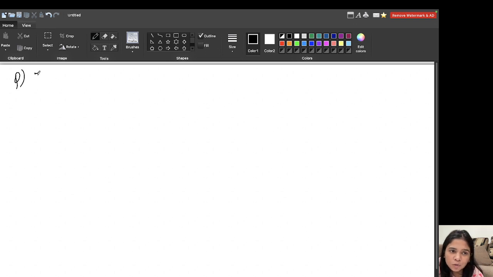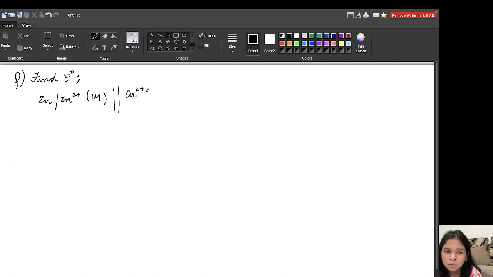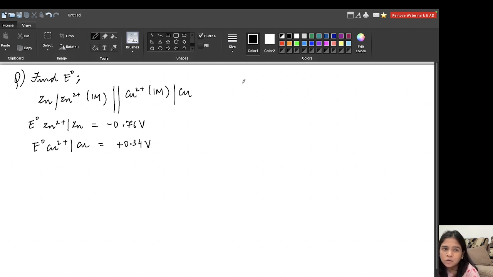So the question is, you have to again find E naught. Find E naught for this cell. So your cell is Zn, Zn2 plus, and here you have Cu2 plus 1M and Cu. Here your E naught values are given as Zn2 plus and zinc is minus 0.76 volt and your E naught of Cu2 plus and Cu is given as plus 0.34 volt. You need to find the E naught.